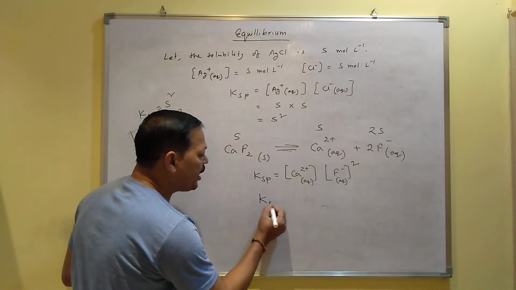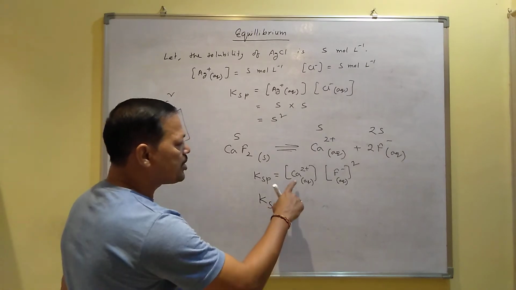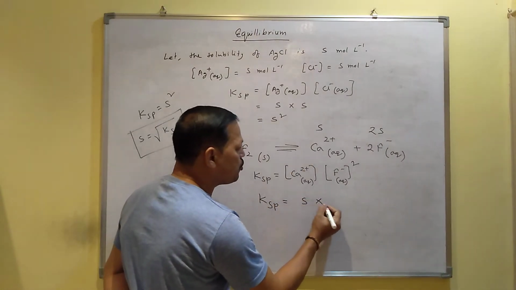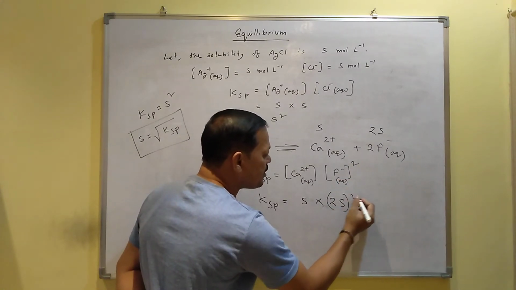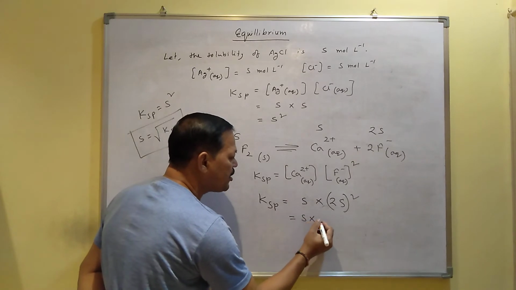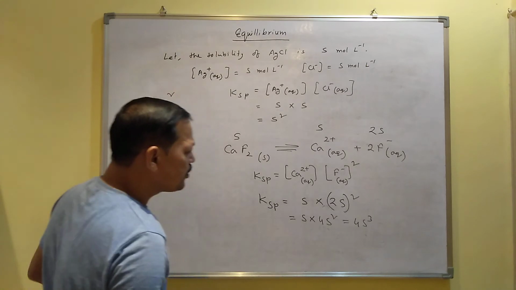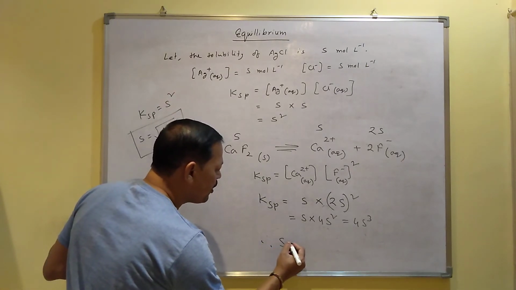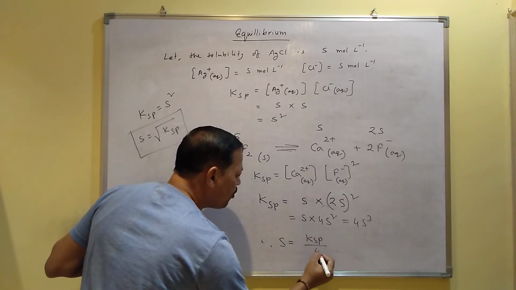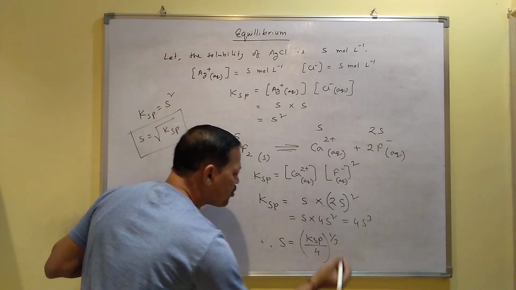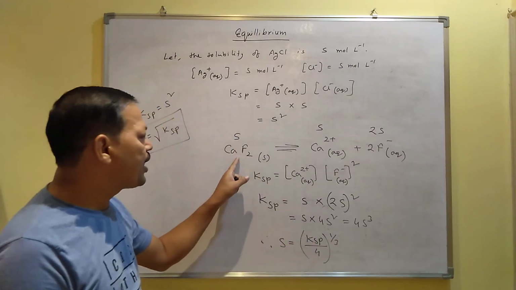That means, if you want to find the relation between Ksp and solubility, you can write Ksp is equal to the concentration of calcium ion, which is S, into the concentration of fluoride ion, which is twice S. Since there is a square, it is twice S whole square. Ultimately you will get S into 4S square, that means 4S cube. So S is equal to Ksp divided by 4, whole to the power 1 by 3. This is the relation between solubility and solubility product for the calcium fluoride salt.